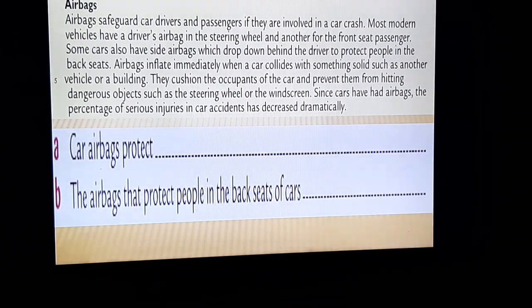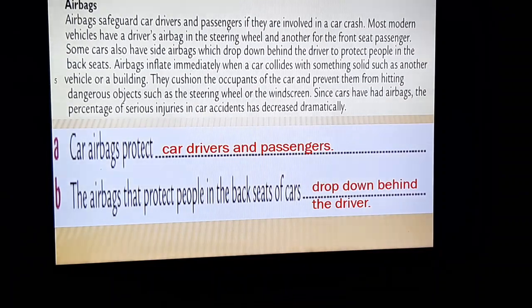B, the airbags that protect people in the back seats of cars. Where is the answer here? Let's see the first one, car drivers and passengers, and the back seats of cars drop down behind the driver.